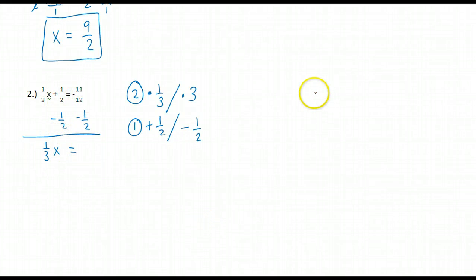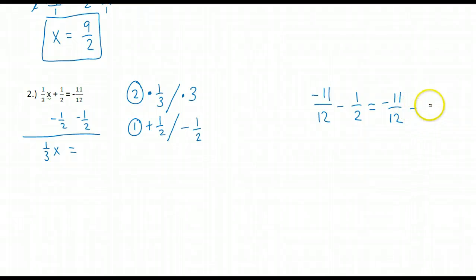Now on the right side, I have negative 11/12 minus 1/2. Now in order to subtract fractions, I need a common denominator. And the common denominator between 12 and 2 is 12. So I can keep negative 11/12, but now I need to rewrite 1/2 with 12 as my denominator. So I need to multiply top and bottom by 6.